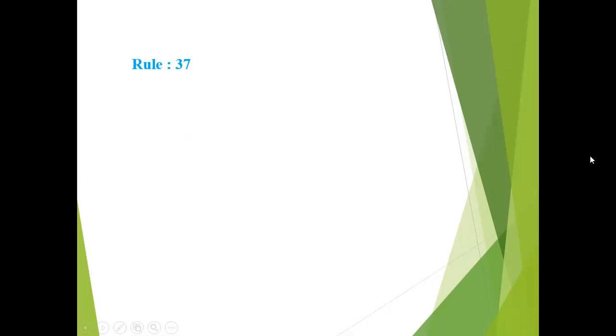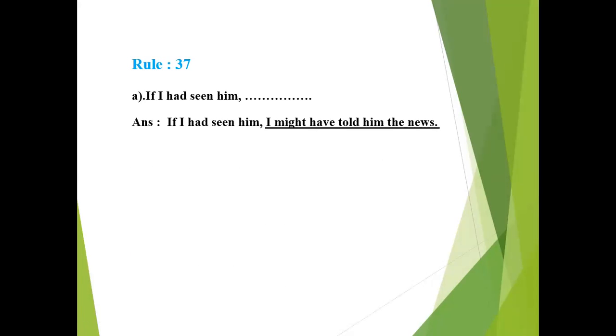Now rule 37. If I had seen him, dash. Here, after if the clause is in past perfect tense. So if there is if plus past perfect tense, after that perfect conditional is used. The structure of perfect conditional is subject plus would have, could have, or might have plus past participle of verb. So the answer will be, if I had seen him, I might have told him the news. Here I plus might plus have plus told, the past participle verb.